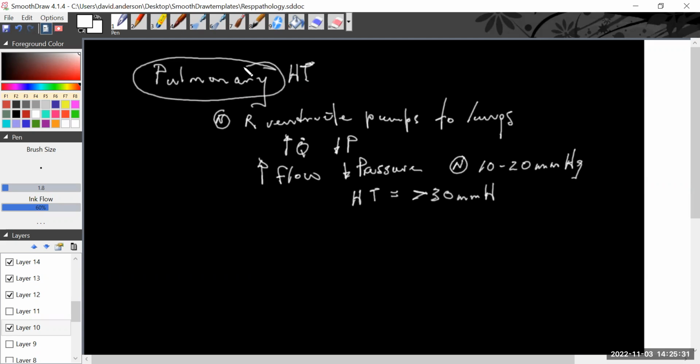Okay, so it's still well below the afterload that the left ventricle has to overcome, but the right side is not normally having to overcome much more than a 10 to 20 millimeters of mercury pressure. So hypertension occurs for any number of reasons, but when it gets to be about 30 millimeters of mercury, it's described as hypertension, pulmonary hypertension, not systemic. Right, everybody with me on that?